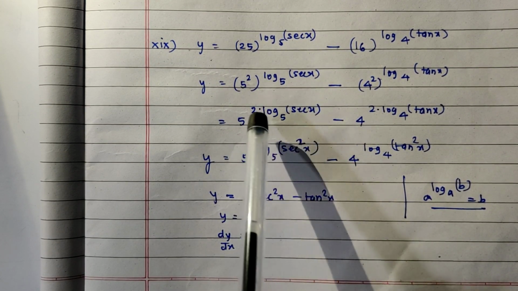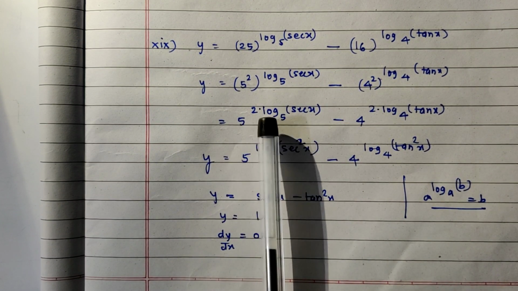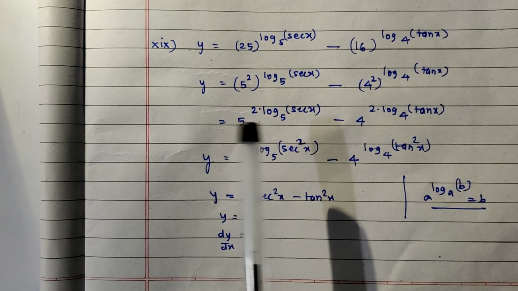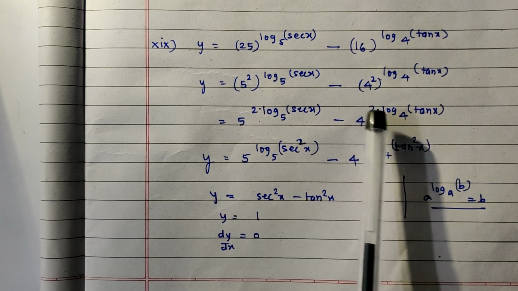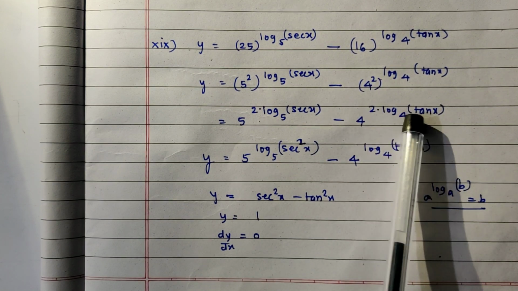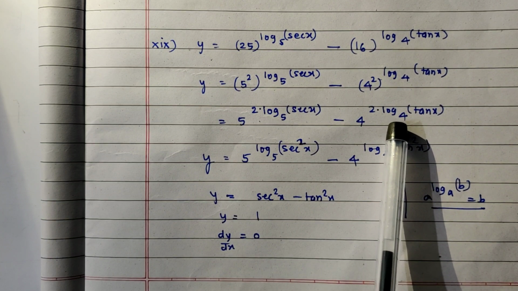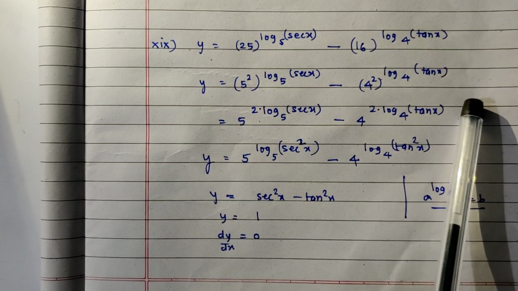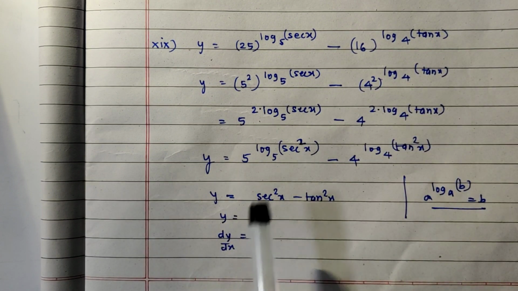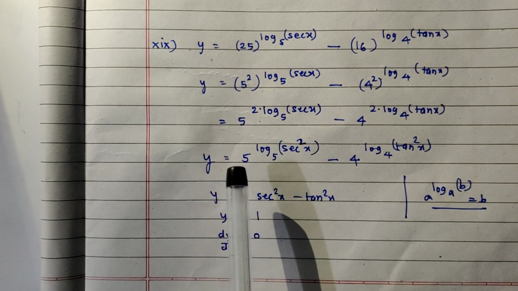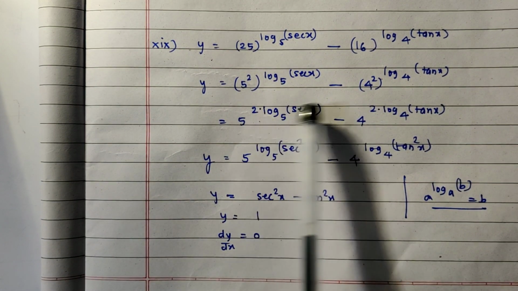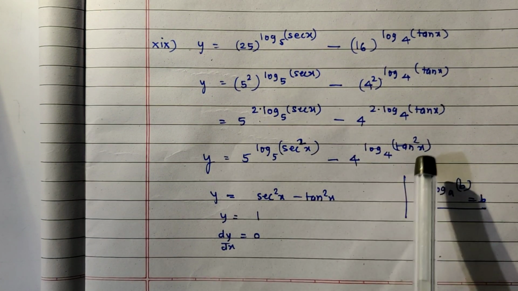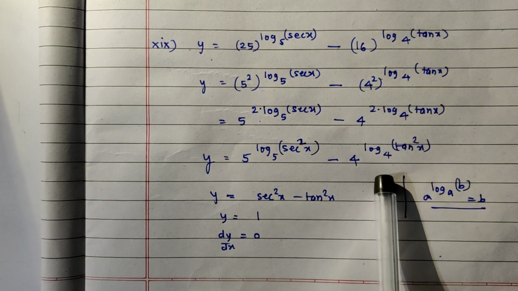This raised to power 2, 5 square, this 2 log we can write. So n log m is log m raised to power n, that is 5 raised to power log sec square x to the base 5. This is 4 square, so 4 raised to power 2 and raised to power log of tan x to the base 4. So it can be written as 2 log, we will write log tan square and base 4. So finally we are getting y is equal to 5 raised to power log of sec square and base 5 minus 4 log of tan square and base 4.